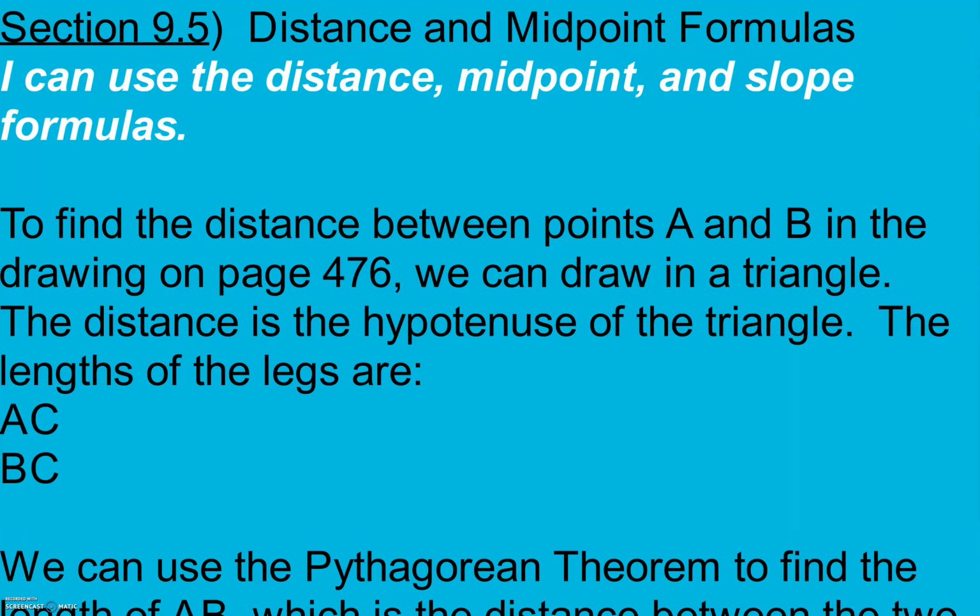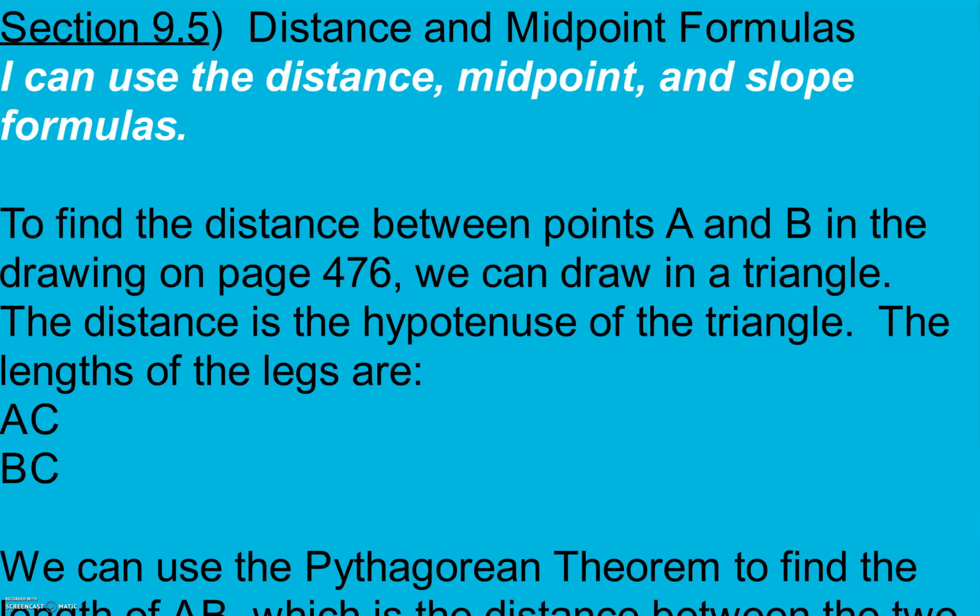Section 9.5 is distance and midpoint formulas. I can use the distance, midpoint, and slope formulas. To find the distance between 2 points A and B in the drawing on page 476, we can draw in a triangle. The distance is the hypotenuse of the triangle. The lengths of the legs are the length from A to C and from B to C.